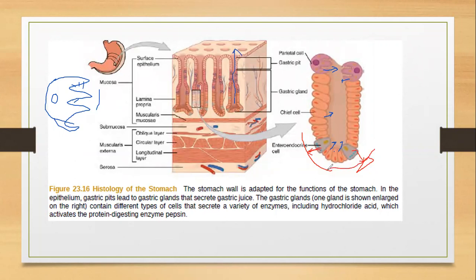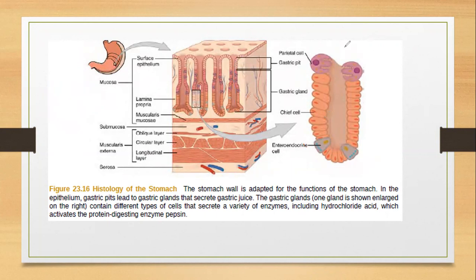So if you are asked about the different cells of the stomach, you can classify them as the mucus producing, HCl producing, the chief cells, and the enteroendocrine cells. And you can also add to that the stem cells that give rise to all these variations of cells.